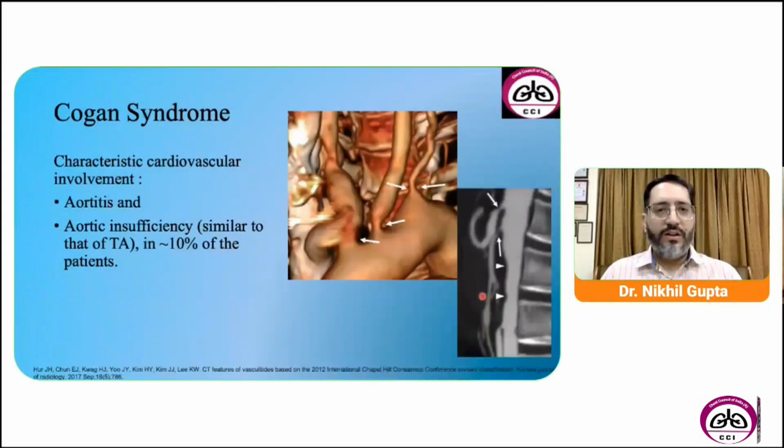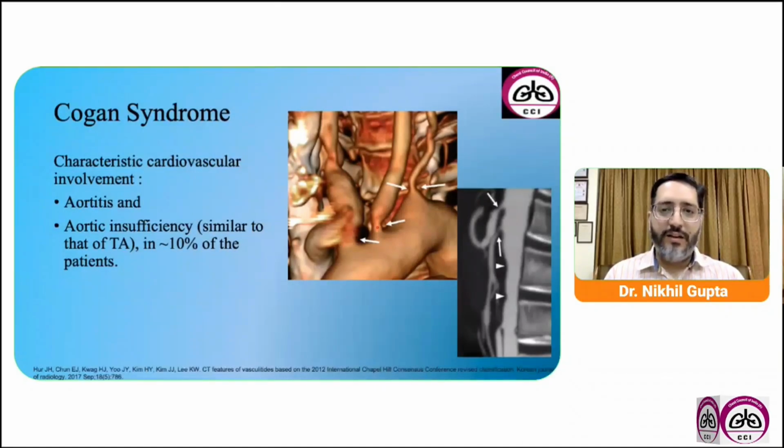Then coming to Cogan syndrome, here we can see aortitis and aortic insufficiency similar to Takayasu. So in this, we can see right brachiocephalic, left common carotid, and left subclavian artery stenosis at their origin. Also, we can see celiac and SMA stenosis and aortic stenosis here.